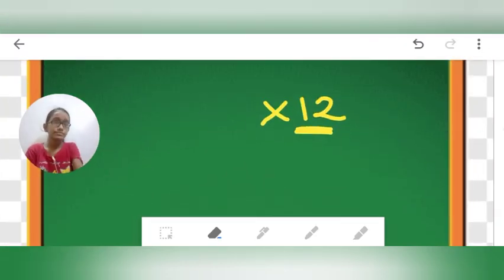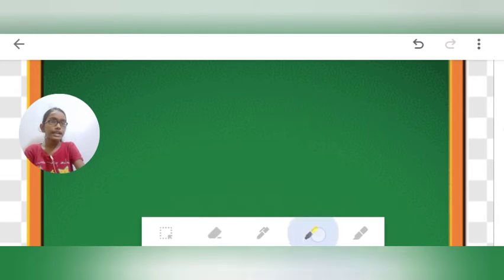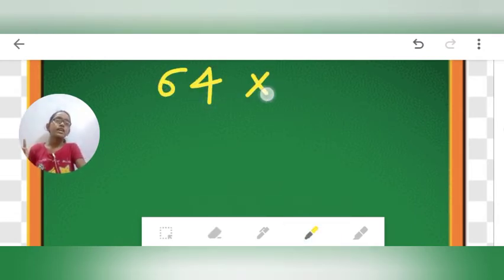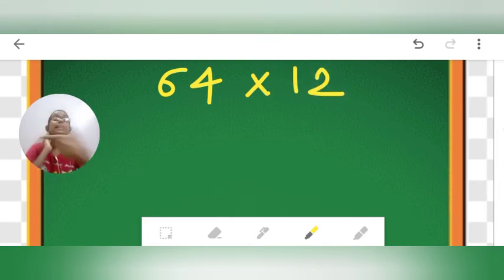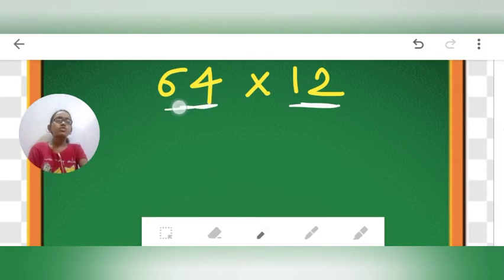Now, moving on, let's solve even more examples. I think we should take 64 into 12. We solved the same kind of examples in my last video, on how to multiply any number by 11. That trick was absolutely the same trick. This video is also the same trick, but that was into 11, and this is into 12 and into 13 as well. Now 64, so just write 6 as it is.